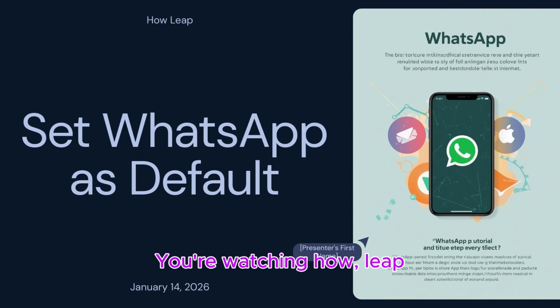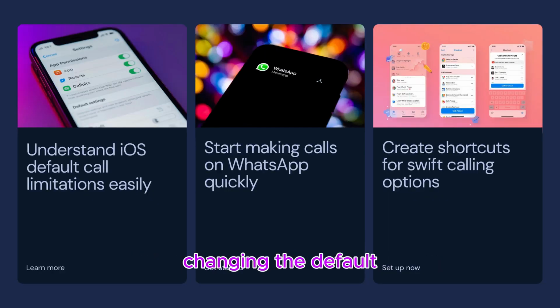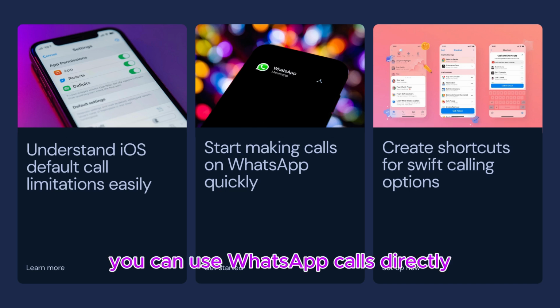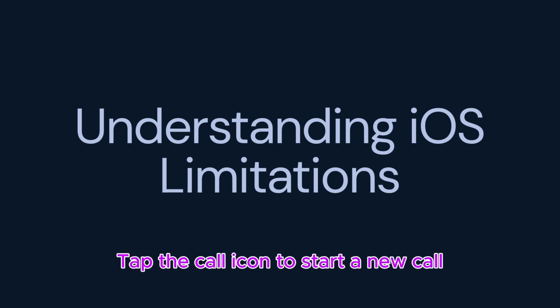You're watching How Leap. Let's set WhatsApp as the default calling app on iPhone. First, note that iOS does not allow changing the default calling app system-wide. However, you can use WhatsApp calls directly. Open WhatsApp and go to the Calls tab. Tap the call icon to start a new call.